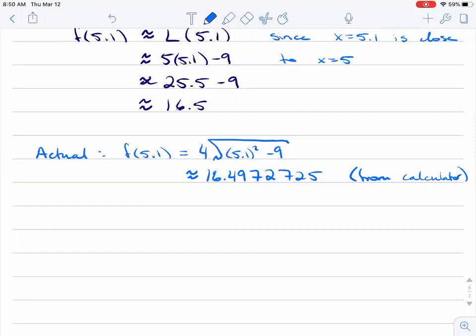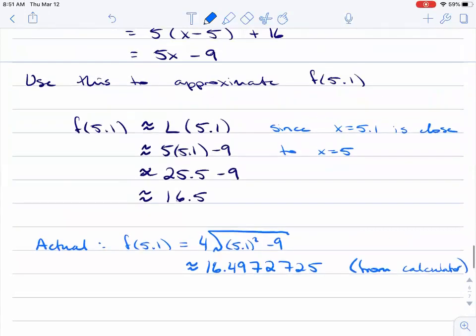But pretty darn close. I mean, depending on what type of accuracy you need, right? Maybe if you're building bridges, going for 16.5 over 16.4972725 is not a good idea. But if we're doing, you know, just run-of-the-mill math, I'm happy with that. Right? So pretty good. Any questions about that one? Oh, okay. So like I said, these two examples that we've just done, that's what you need to know from this section.